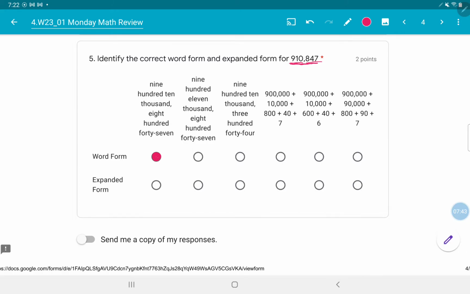910,847. So the first choice is correct. Then I'm going to put it in expanded form. I'm going to write the value of each digit. So I have 900,000 plus 10,000. I don't have to write anything for that 0. It does not have any value. Plus 800 plus 40 plus 7. 900,000 plus 10,000 plus 800 plus 40 plus 7.